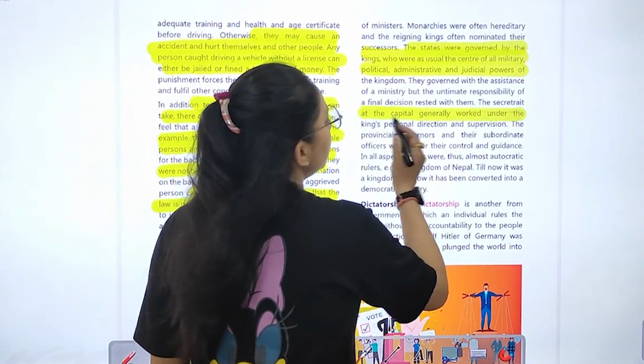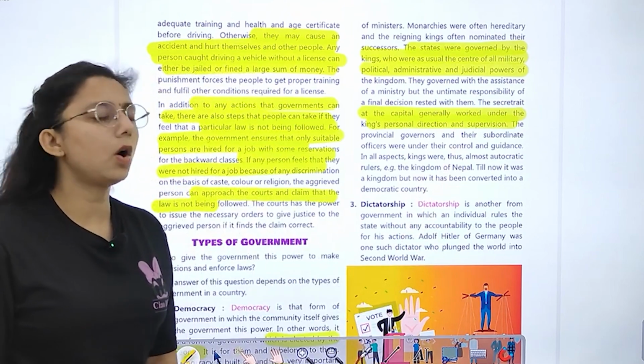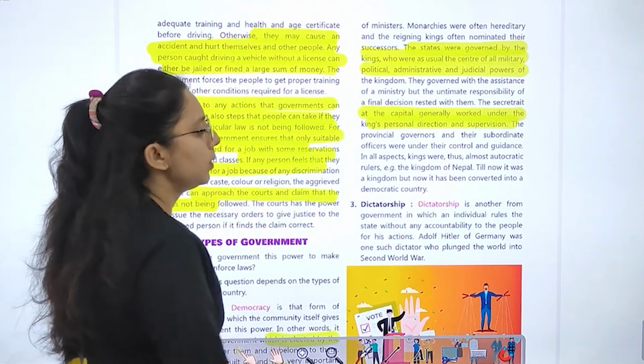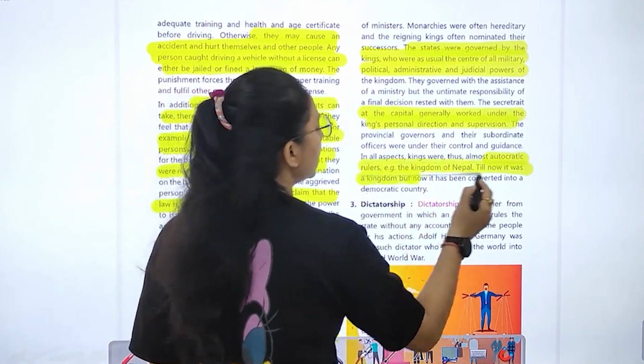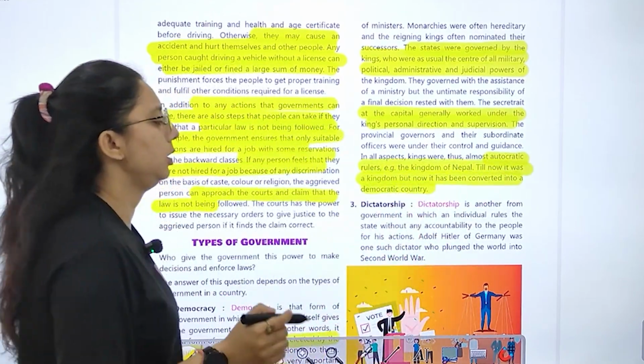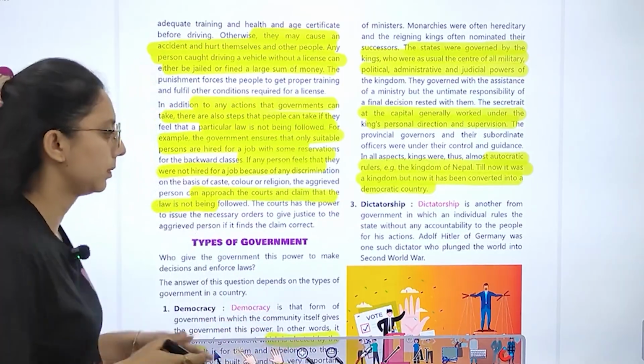The secretariat of the country generally works under the king's personal direction and supervision. In all aspects, the kings were almost autocratic rulers in the kingdom of Nepal. Until now it was a kingdom, but now it has been converted into a democratic country.